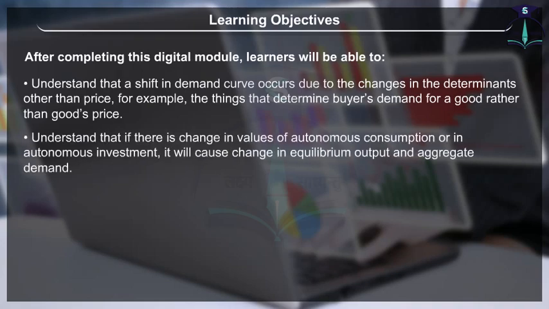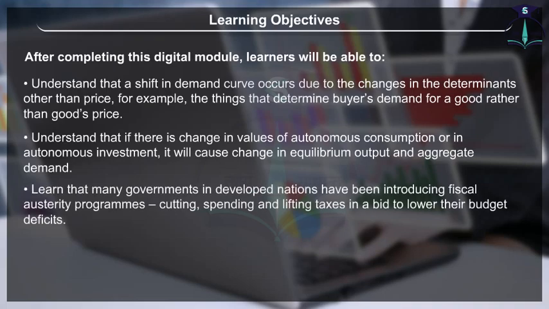Understand that if there is change in values of autonomous consumption or in autonomous investment, it will cause change in equilibrium, output, and aggregate demand. Learn that many governments in developed nations have been introducing fiscal austerity programs, cutting spending and lifting taxes in a bid to lower their budget deficits.